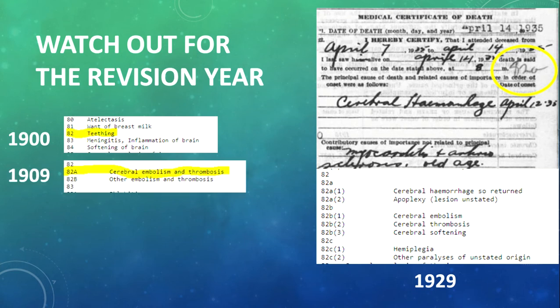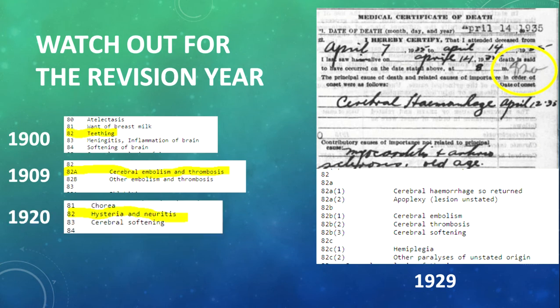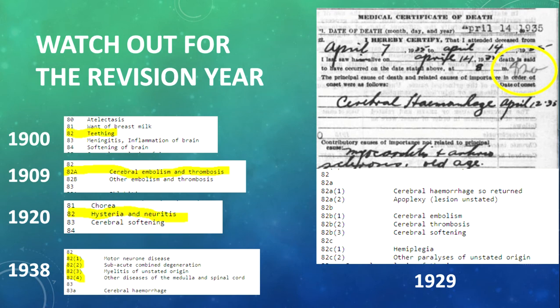1909, cerebral embolism. 1920 was hysteria. 1938, motor neuron disease. So, as you can see, it would be a little funny to have cerebral hemorrhage written down as your cause of death and you transcribed it as teething. So, definitely make sure to watch out for that revision year.